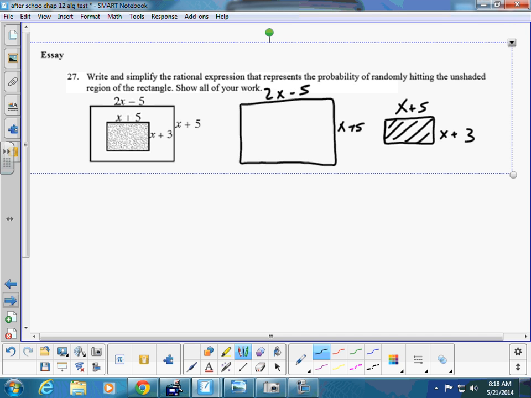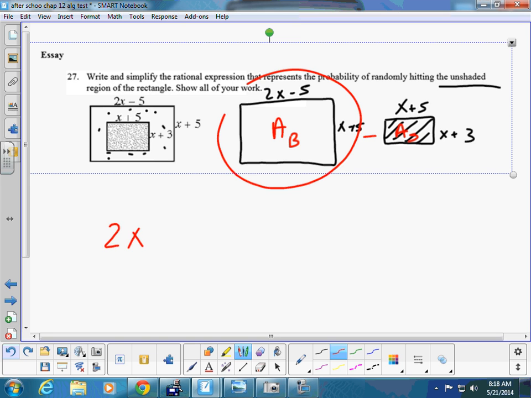In order to get the area, well, let's read the question. Write and simplify the expression that represents the probability of randomly hitting the unshaded region. So that's this region out here, the white region. So we need to take the area of the large or big box minus the area of the small or shaded box. Well, that area, and it's a probability, so we're going to put that over the total area of the big box. So how does that look?